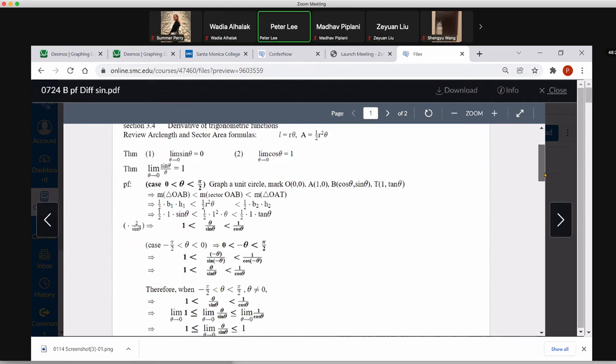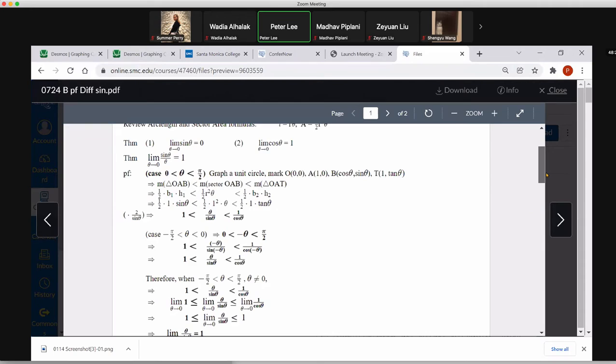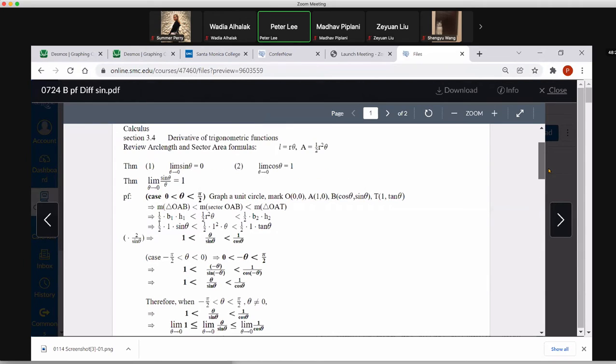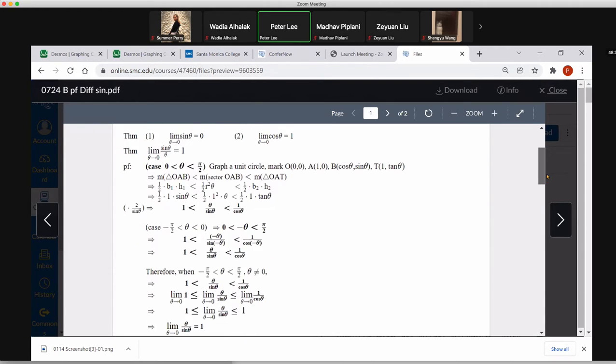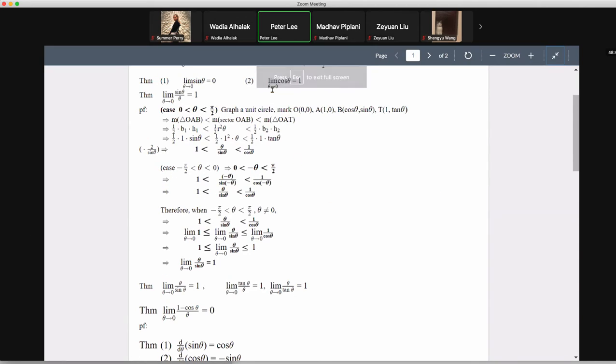But anyway, if you look at this file, you actually have a proof here. The proof of that theorem is actually spelled out. But the only thing missing on this proof is the diagram. So what I'll do is I'm going to draw the diagram so you understand the proof. So the diagram is over here. So we have a sector.